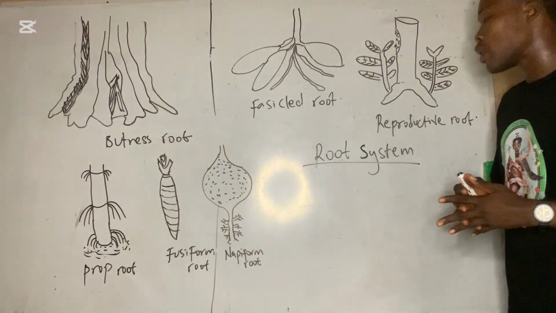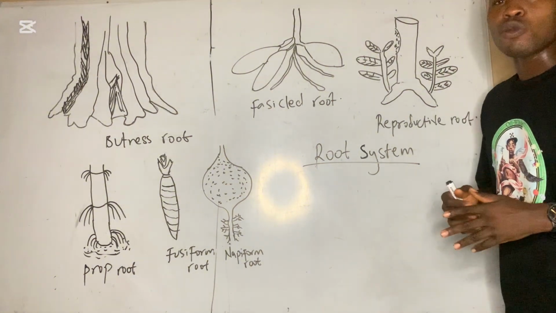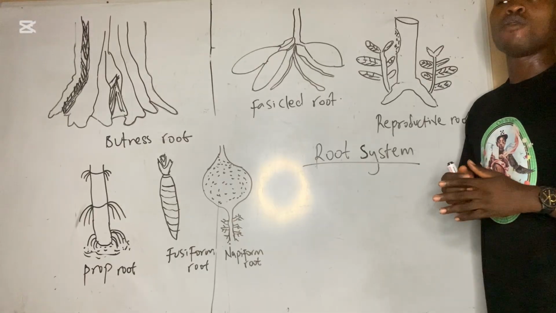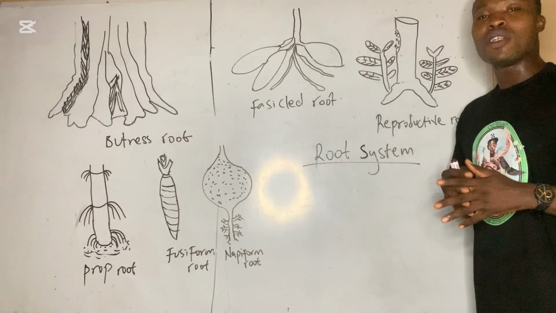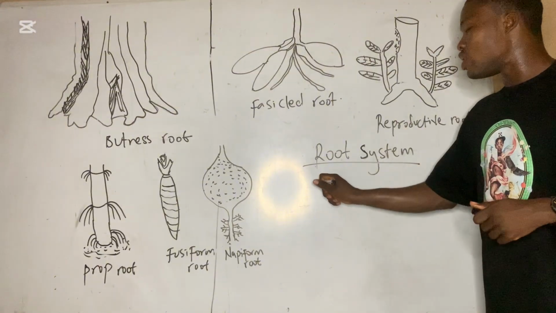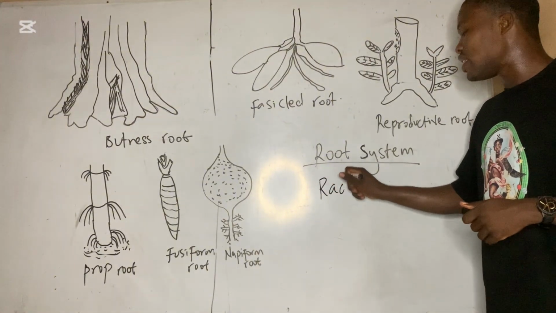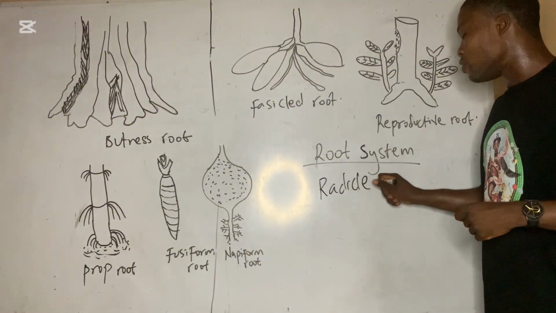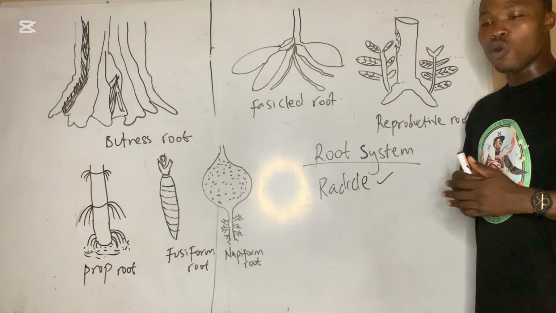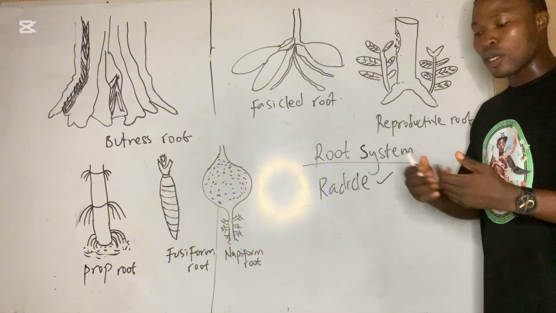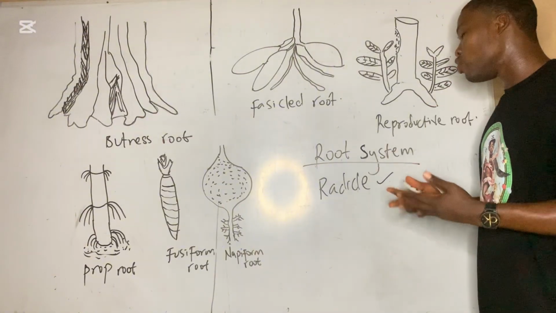Now, the roots actually develop from a part of the seedling called the radicle. So roots develop from a part of the seed we call the radicle. A radicle is more like a young root. So when radicles mature in the seedling, they give us the root system.